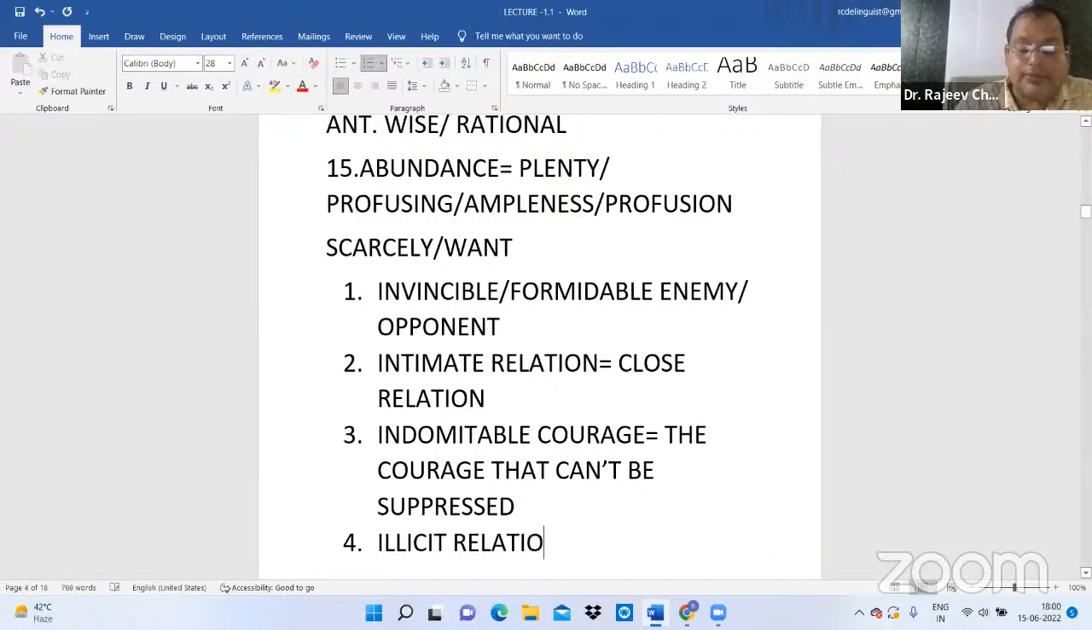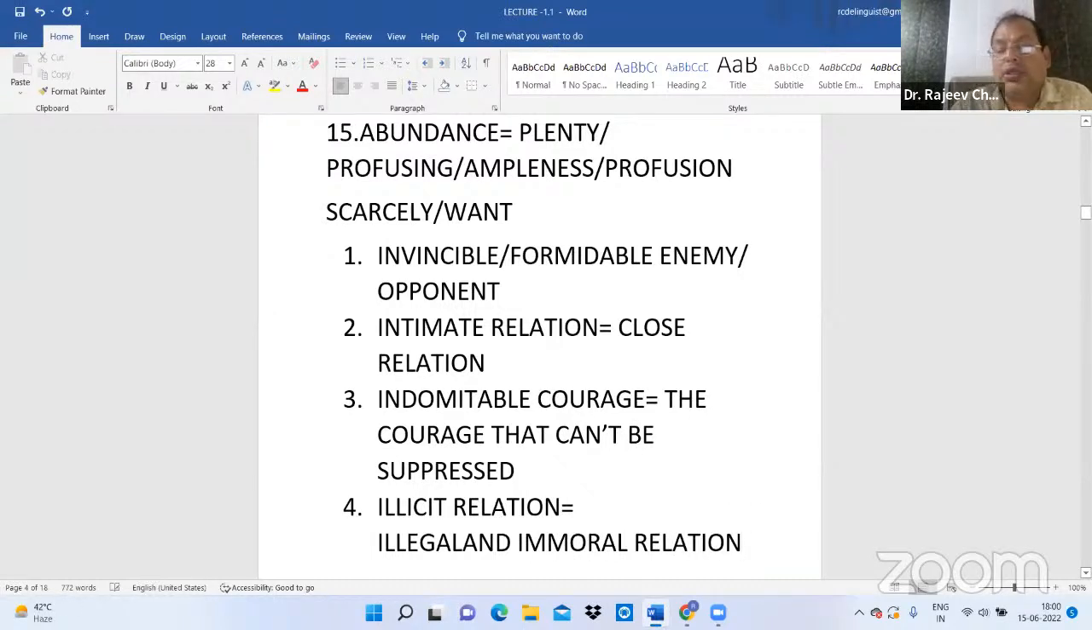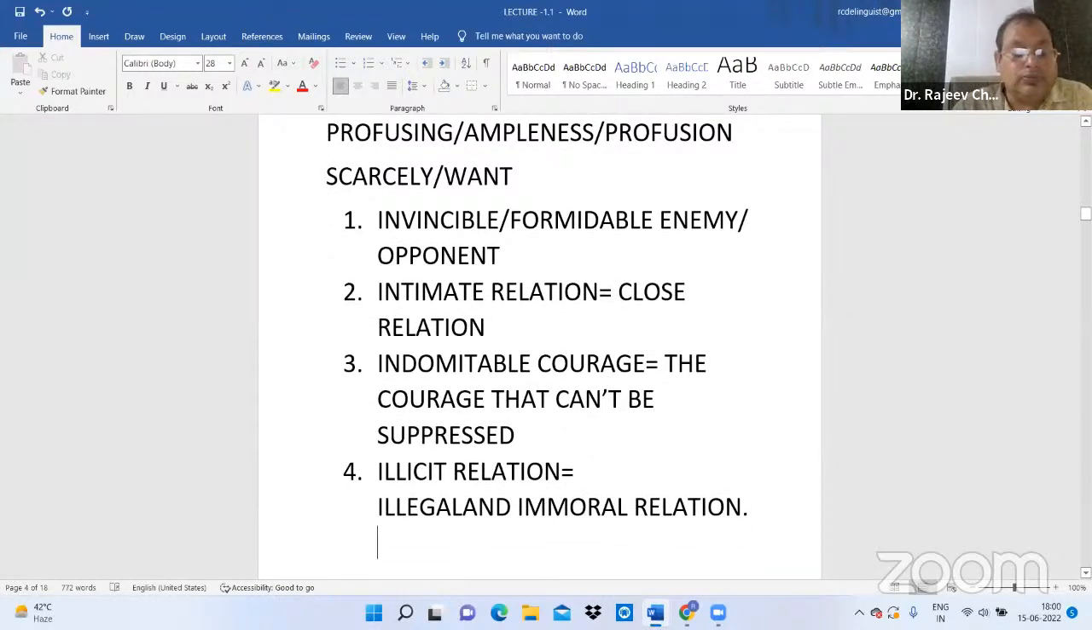Illicit relation. What do you mean by illicit relation? Illegal and immoral relation. We are learning the last one, fifth. Imminent danger. Means nearing danger, lurking danger, coming danger is called imminent danger. Nearing danger, near and likely to occur.